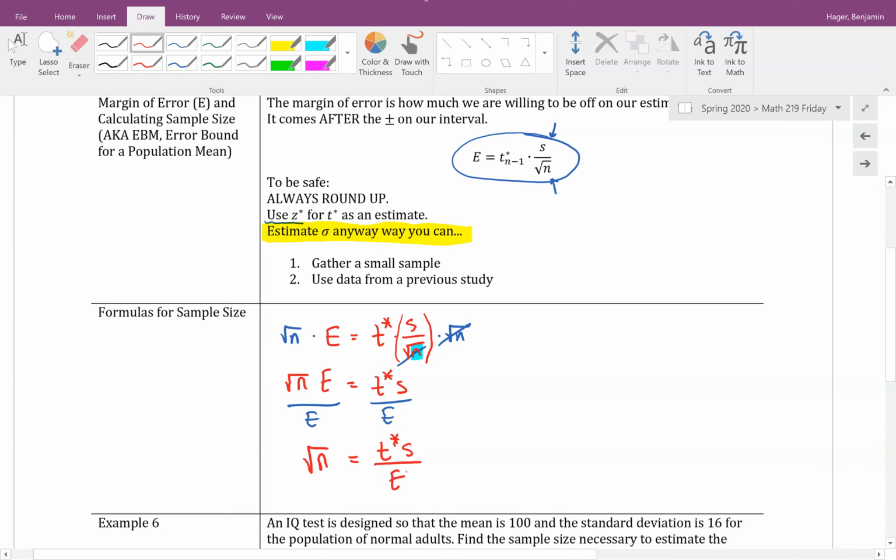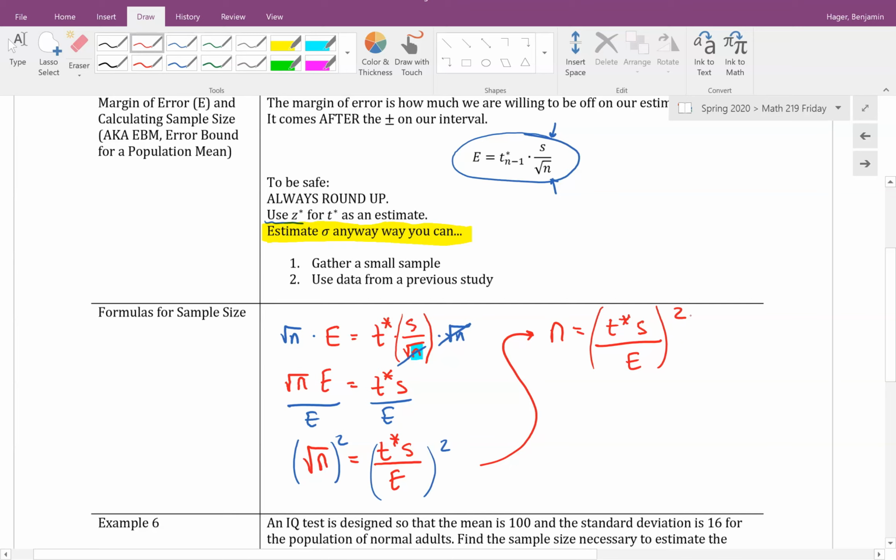And the last thing I'm going to do to solve for n is get rid of this square root, so I'll do that by squaring both sides. And I'm left with n itself is equal to my critical t-score times the sample standard deviation over the error I'm okay with, all of that being squared.